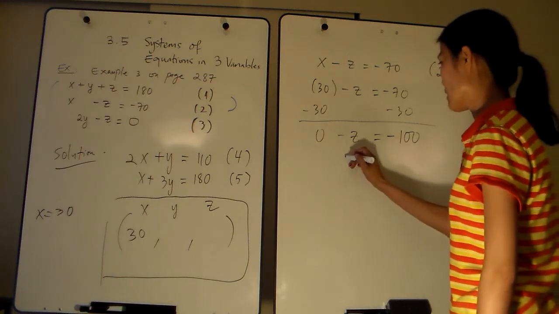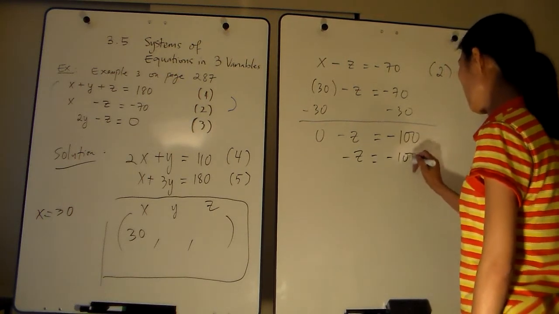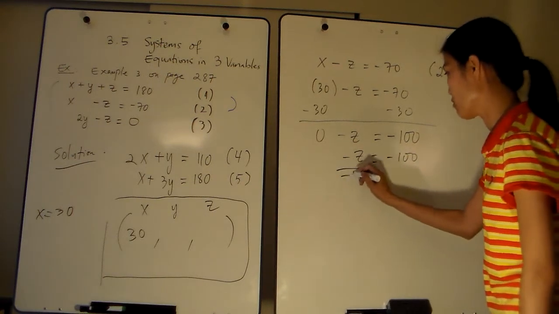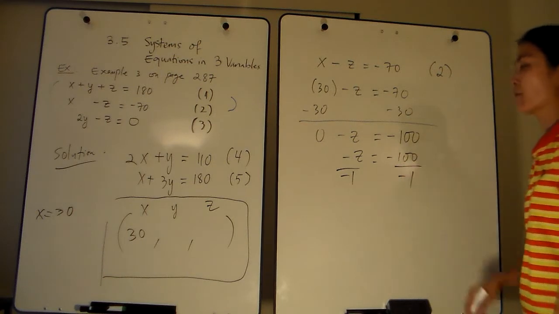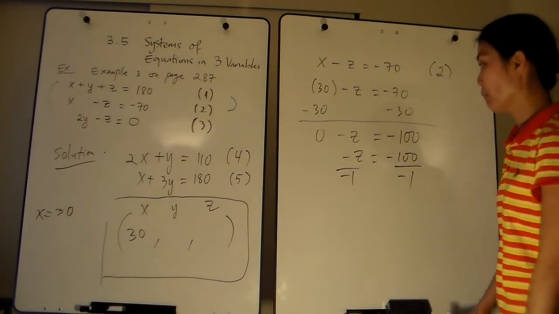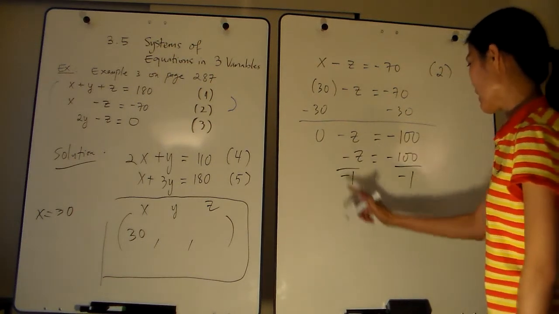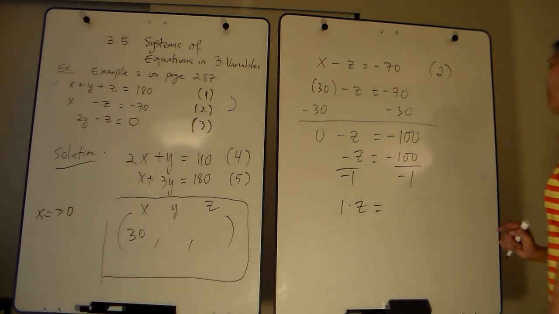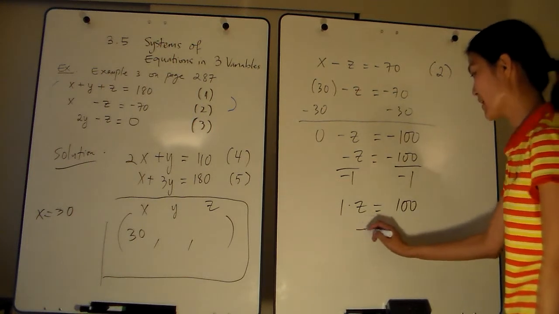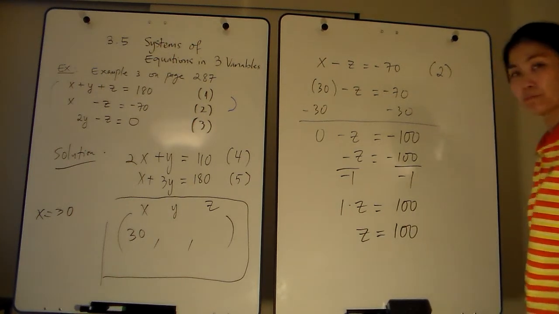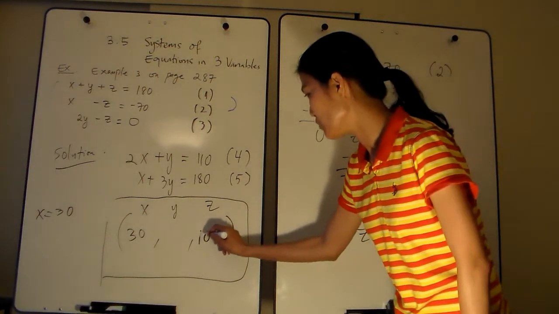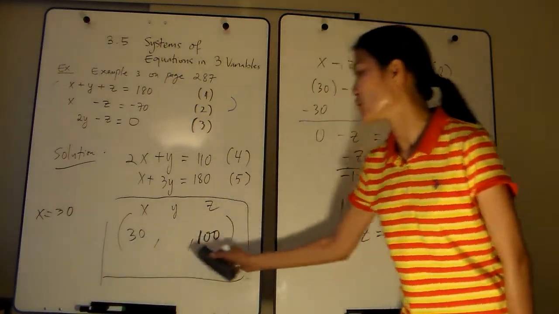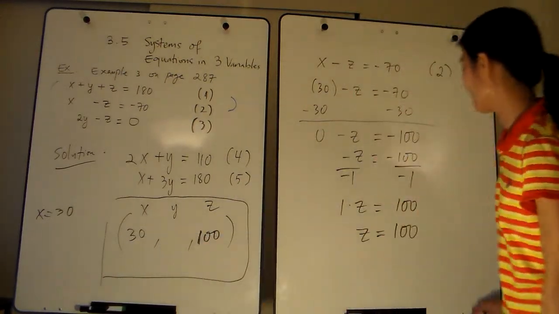And then simplify, you get negative z equals negative 100. To find z, you need to divide both sides by negative 1, or multiply both sides by negative 1. It's up to you. Simplify, you get negative divided by negative 1 is positive 1 times z. Negative divided by negative is positive 100. Simplify, you get z equal to 100. Okay, so z is 100. So we know x, we know z now. We need to find y.